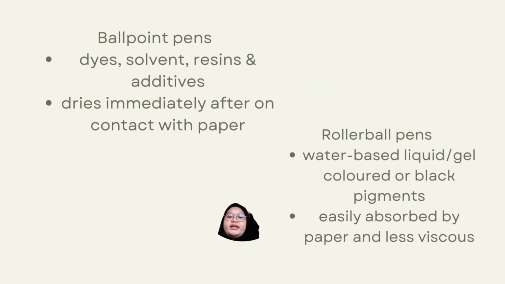Other than that, rollerball pens contain water-based liquid or water-based gel and colored or carbon-based pigment that are insoluble. Rollerball pen ink is less viscous and more easily absorbed by paper than oil-based ballpoint ink.